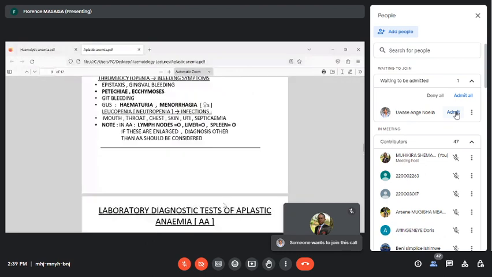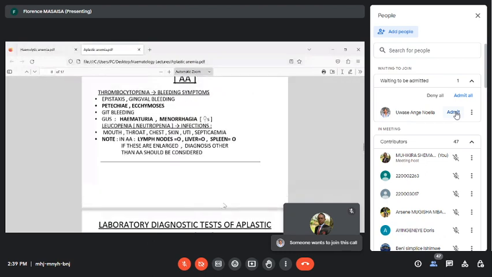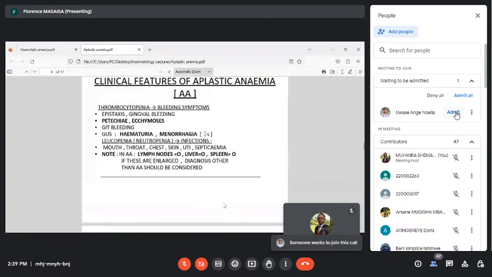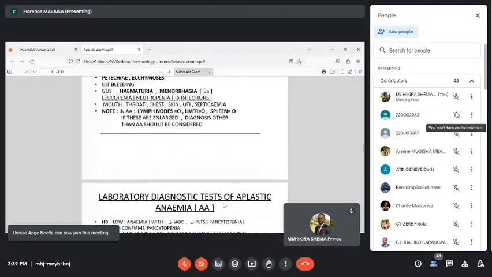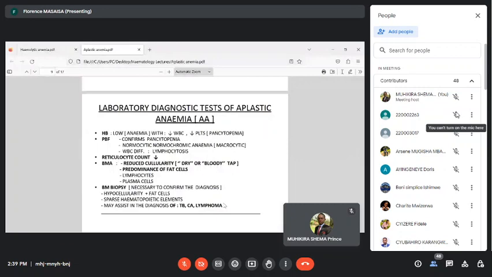So how do you make the diagnosis? Who can guess? How do you make the diagnosis of aplastic anemia? Of course, you ask for the full blood count, which will show decreased white cells, decreased hemoglobin, decreased platelets. So what is the key exam to do? Bone marrow biopsy. So the first finding is pancytopenia on the full blood count.